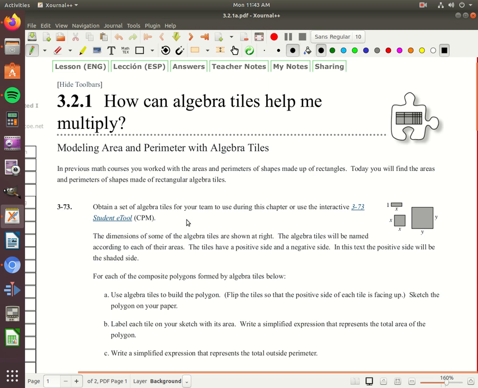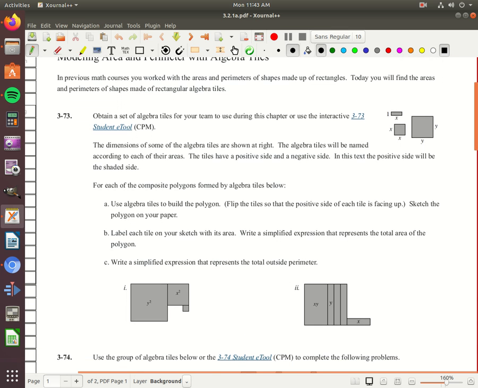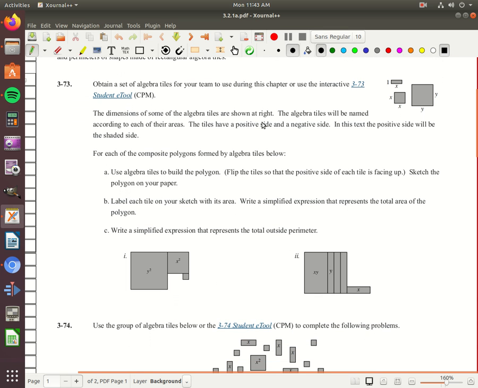So it says, obtain a set of algebra tiles for your team to use. The dimensions of some of the algebra tiles are shown to the right. The algebra tiles will be named according to each of their areas. So hopefully you have some experience with these. This is known as an x squared because it's x times x. This is known as a y squared because it's y times y. This is known as an x because anything times 1 equals itself. So again, this is known as an x, this is known as an x squared, and this is known as a y squared. Just some of the names that have to do with that. And again, we have the distances that go around.